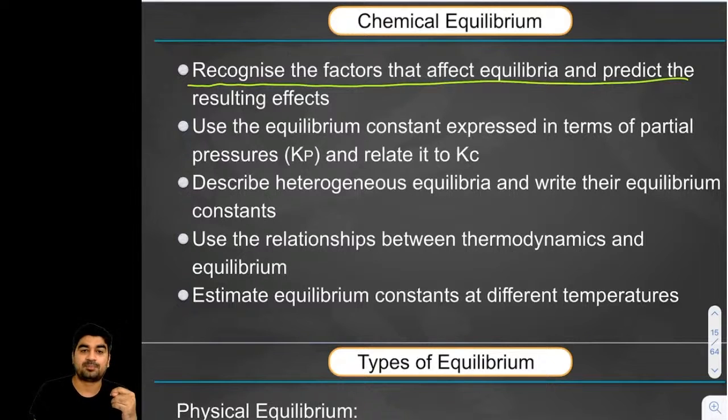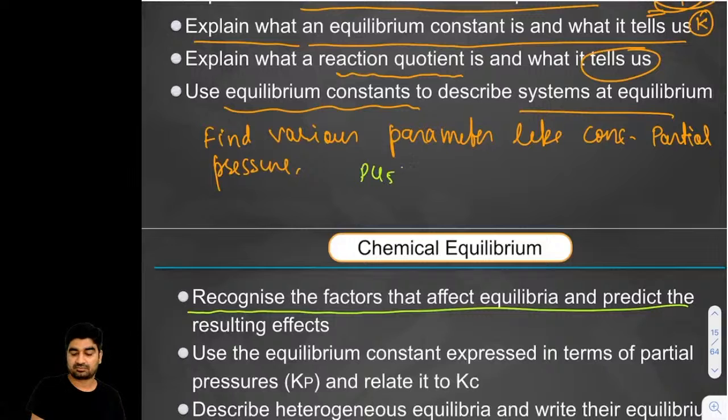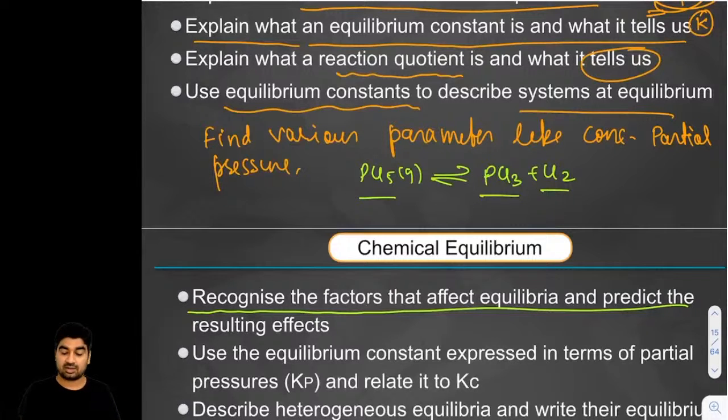Which are the factors which affect equilibrium? If a chemical reaction is taking place, right, you are getting PCl3, Cl2 and PCl5. If I add extra chlorine, what will happen? If I add extra PCl5, what will happen? If I add extra PCl3, what will happen? So these are all the factors, guys.